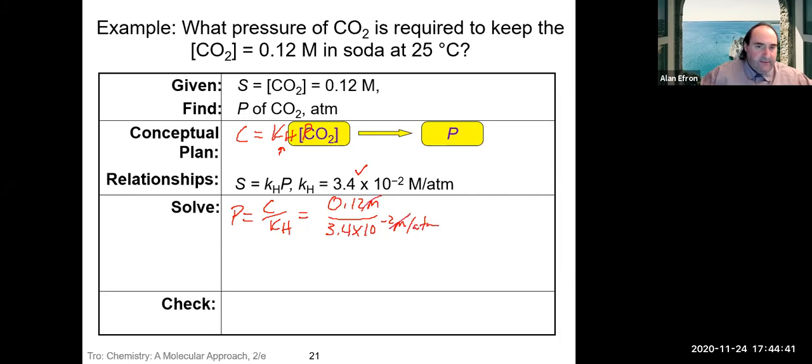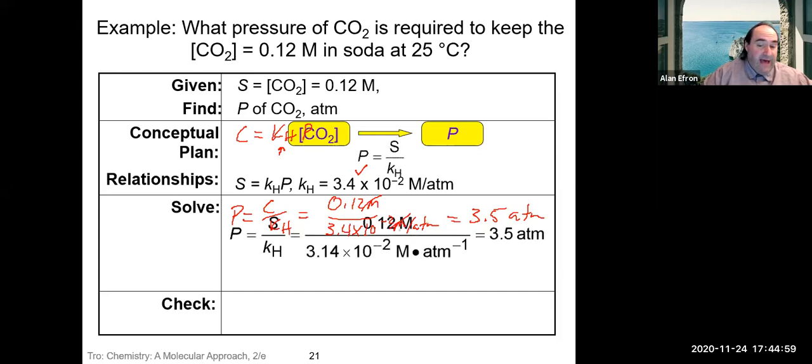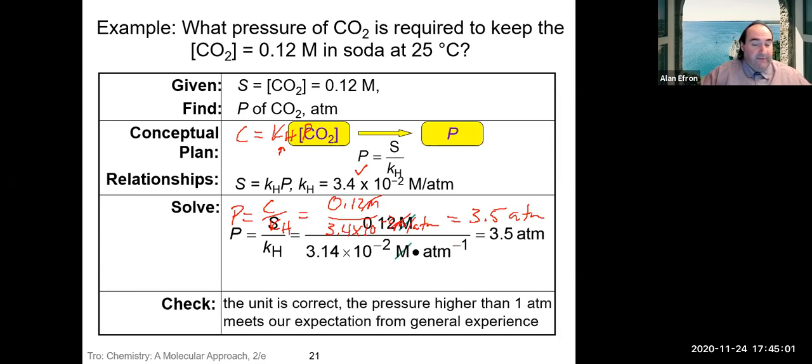Molarities will cancel each other out, and it looks like we hit something like 3.5 atmospheres as our pressure that we need to basically keep our concentration of CO2 in our soda where it needs to be, so it doesn't obviously go flat in that particular case. That is obviously much higher than standard pressure, which is 1 atmosphere. So it's basically 3 times or so as much as standard pressure that you got built up there in your soda can.